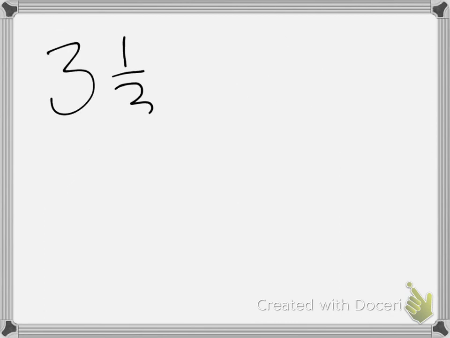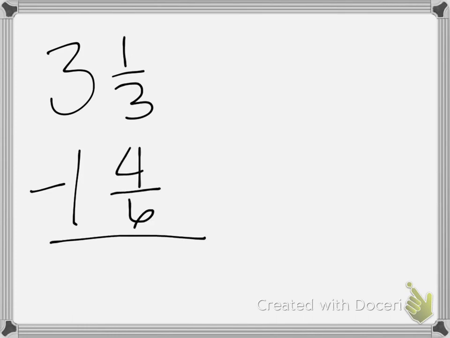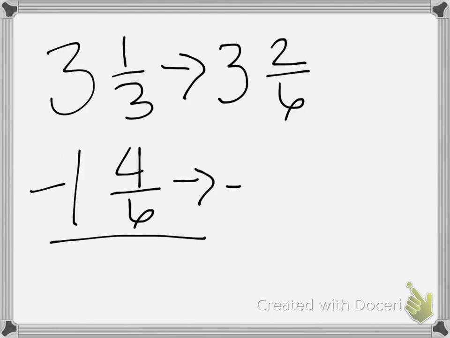So 3 1/3 minus 1 4/6. We see that we do not have to change the 1 4/6, but we do have to change the 1/3. So the whole number stays the same, and the 1/3 is going to be renamed as 2/6. And we're going to just rewrite minus 1 4/6. Now we have a common denominator. 3 2/6 minus 1 4/6.